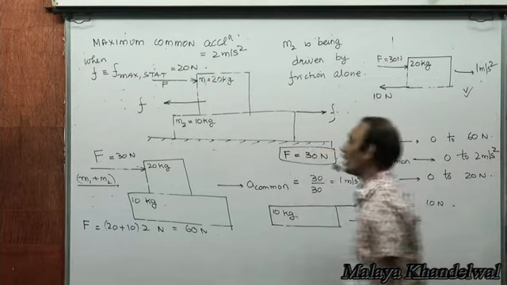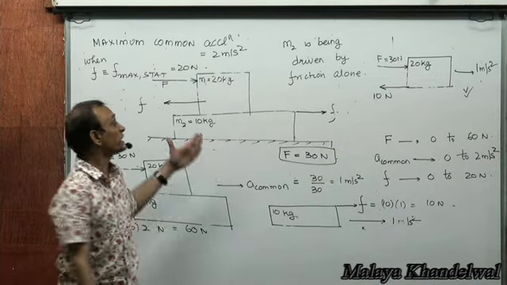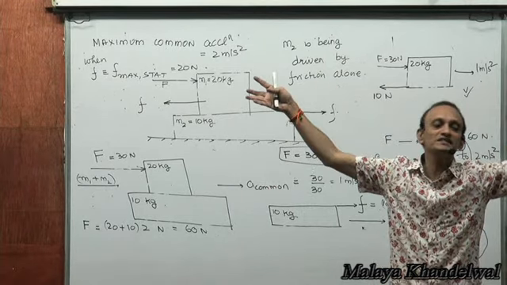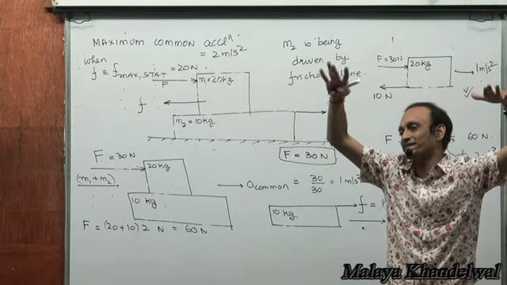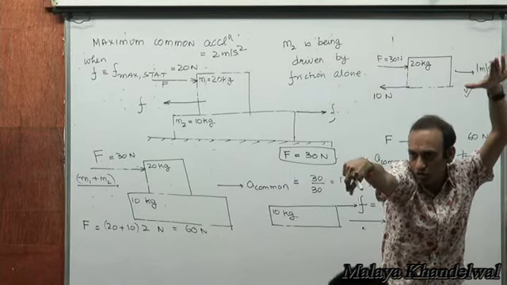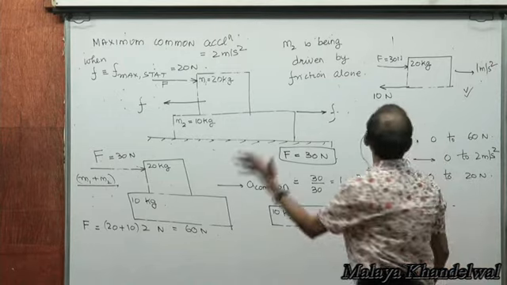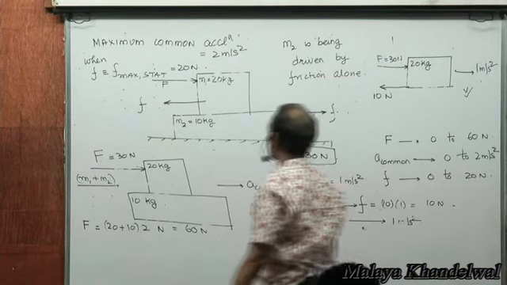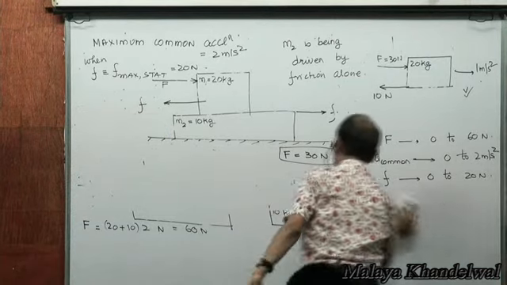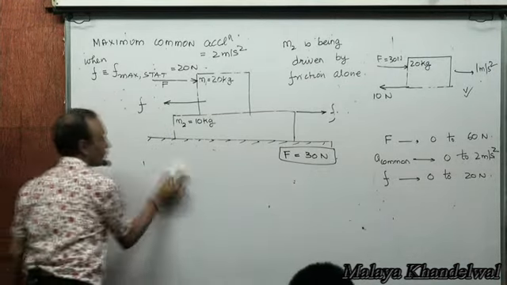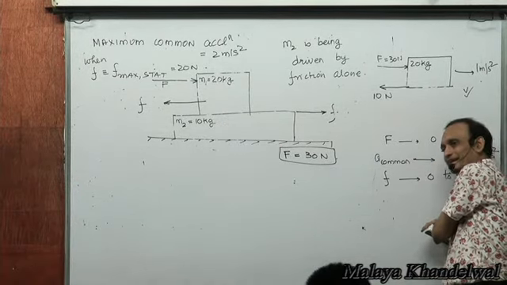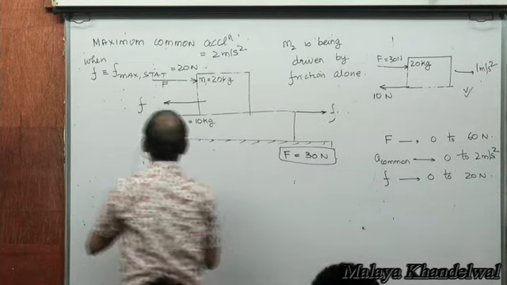Right? Up to 60 newtons, they are moving together because there is ample friction to support common acceleration. Yes or no? But if F becomes more than 60 newtons, now at 60 newtons, friction becomes a maximum of 20 newtons, right?